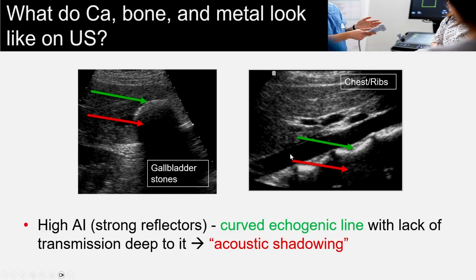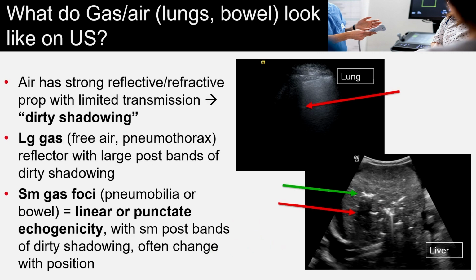In the same way, this is a sagittal view through the aorta, and you're actually looking at ribs. These are ribs in the thoracolumbar spine, and these curvilinears are anterior parts of the vertebral body, but you'll see a lot of signal loss or acoustic shadowing posterior to that. So again, calcium, metal, bone, high AI or acoustic impedance, you'll get the curved surface and posterior acoustic shadowing. What about gas and air? How are they as reflective or refractive properties? They have very high refractive properties.